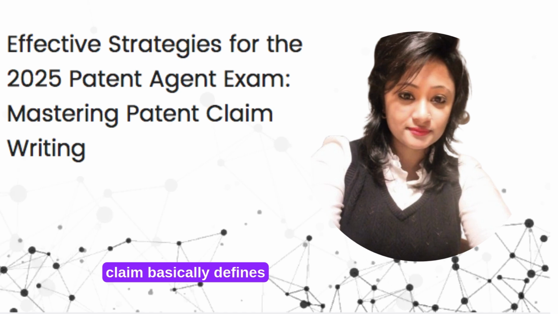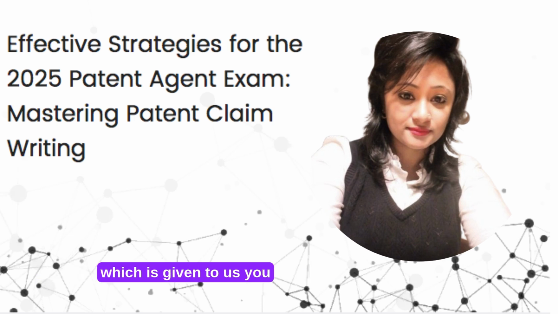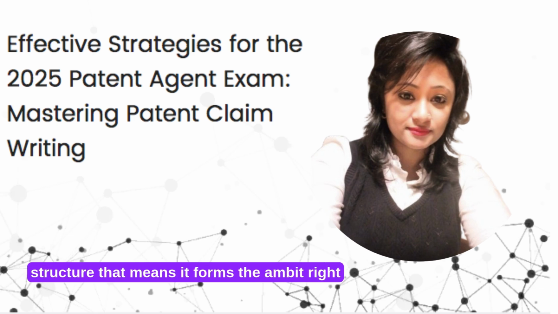An independent claim basically defines the invention or the innovation in the best possible manner. Now, what is the best possible manner would be discussed in a few examples, and I would be happy to take any example which is given to us. You can put your inquiries in the comment box below, and we will try to solve it and share it with everyone. So the independent claim is independent in structure. That means it forms the ambit right.